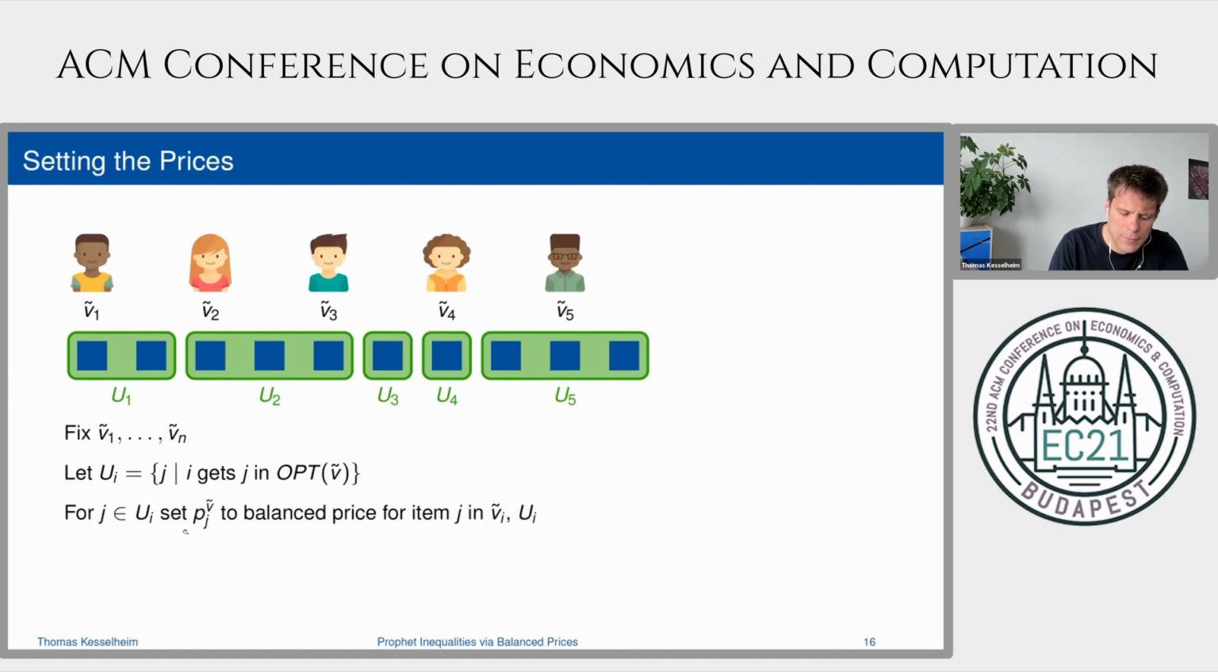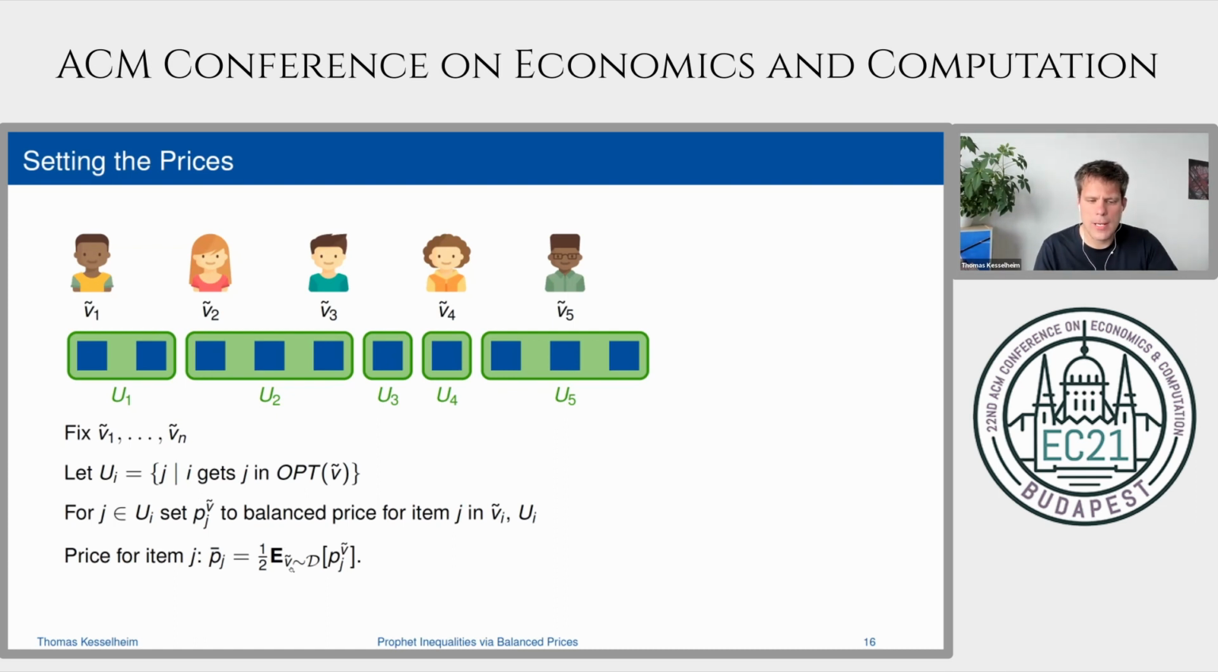Because now we have that for vi tilde and Ui, there exist balanced prices according to our previous definition. So let Pj superscript U be the balanced price that we know exists for item j. This way we have some balanced price defined for every item, but of course only defined for a fixed valuation profile. And now the actual item price, you define based on the balanced price by taking the expectation over the valuation profile.